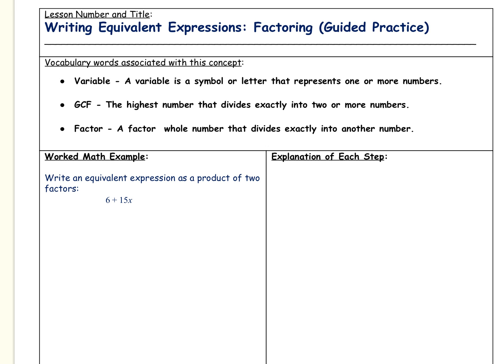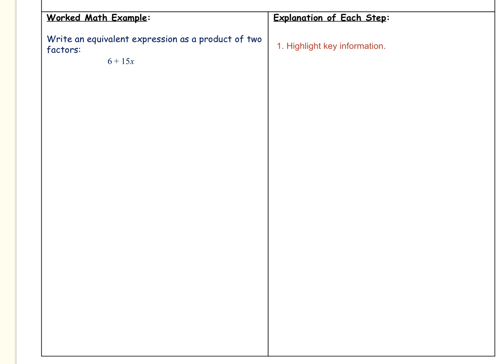Now, we are going to be writing an equivalent expression as a product of two factors. Okay, so the first thing we need to do is highlight the key information. We are going to highlight equivalent expression and the product of two factors. To be able to do that, we need to find the GCF, the greatest common factor between both terms. To do that, I'm going to list all the factors. I'm going to list all the factors vertically.